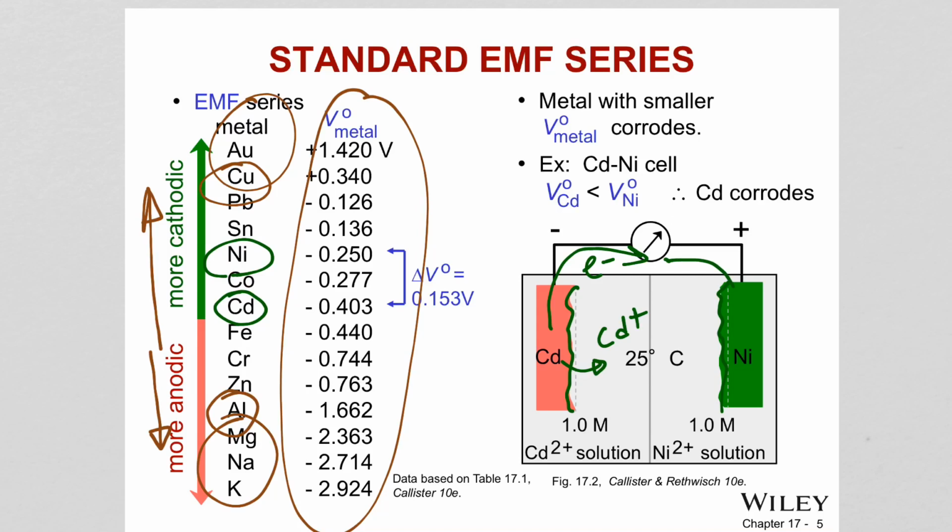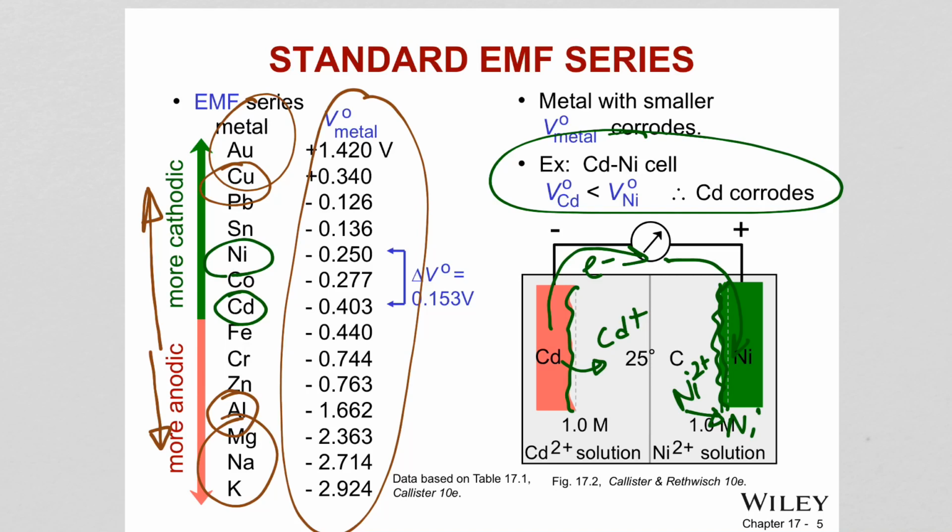But in this one, electrons are taken by the ions from the solution, and this will turn to elemental nickel, and it will start to deposit on the surface. So it explains here, the electrode potential of cadmium is lower than the nickel's standard electrode potential. That's why the cadmium corrodes.